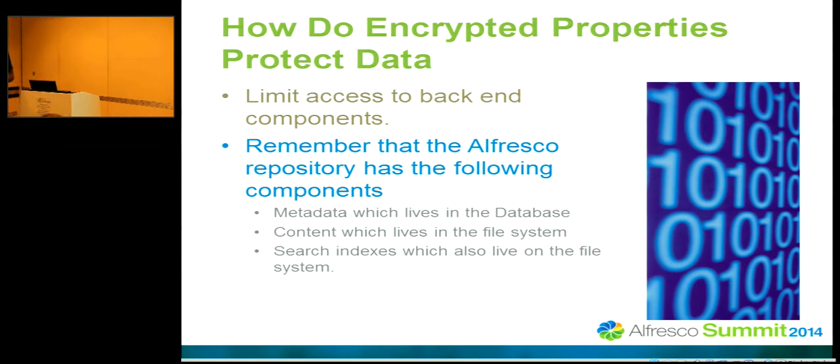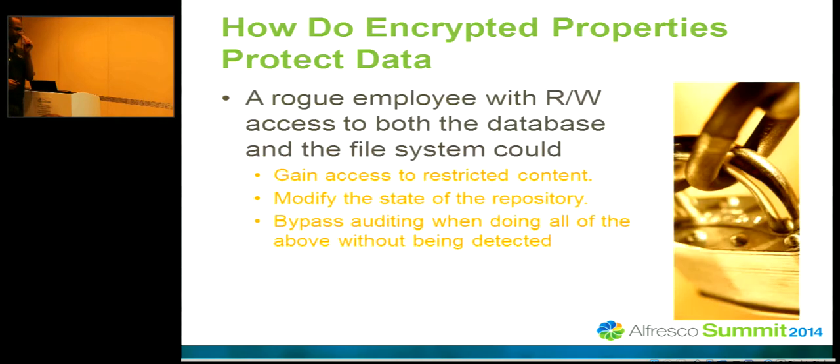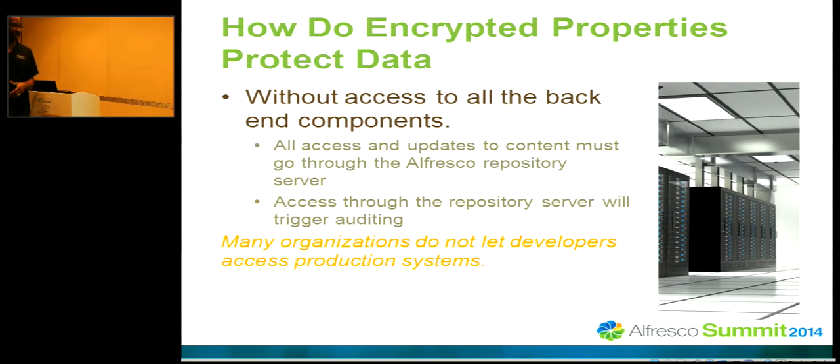It has metadata that's in the database, it has content which lives in the file system, and it has the indexes that live on the file system. Now, a rogue employee with read-write access to the database and the file system could gain access to restricted content, modify the state of the repository, and do all of this bypassing all of the auditing.